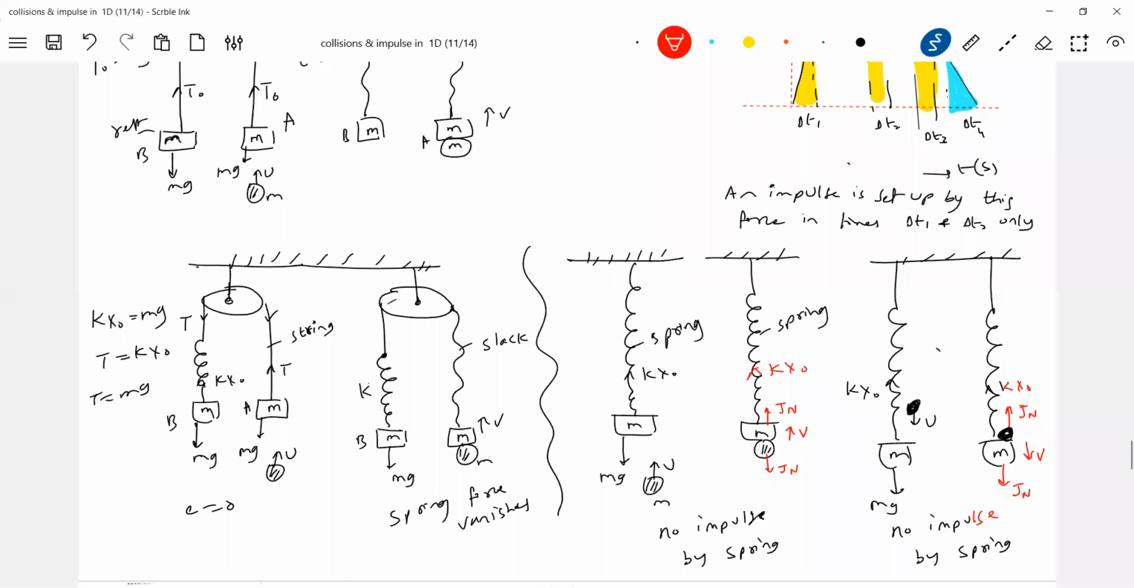Sir, in this example, the spring force is getting maintained, right, sir, as in the first example? But there won't be any impulse set up by the spring, no, sir? Yes, that's all.